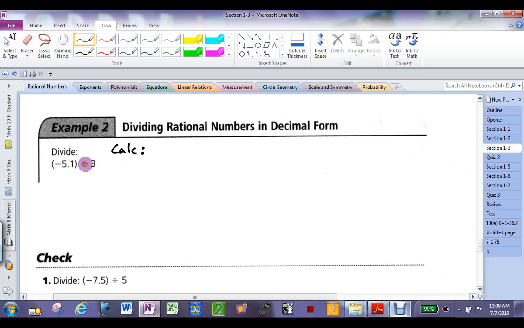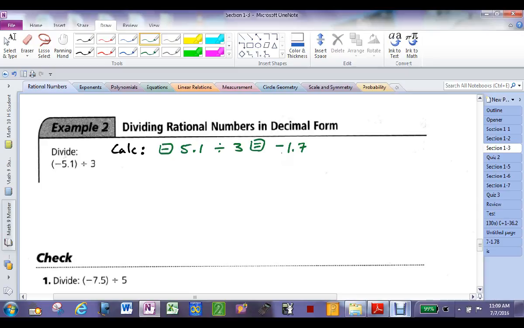Now, on your calculator, there's a dividing button. So you can go, I like to do my calculators in green, the negative button, 5.1 divided by 3 and equals. And what do you get? Negative 1.7. Cool? Everyone is good, yeah? All right.